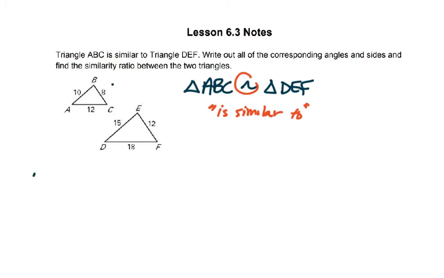So we know that angle A is going to be congruent, see, back to the congruent symbol for angles, to angle D. Angle B is congruent to angle E. Angle C is congruent to angle F. So that's good. But unfortunately, the sides aren't equal. We can see that on the picture. We happen to know that these match up with each other.